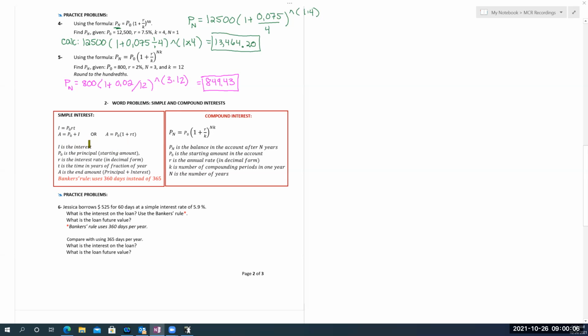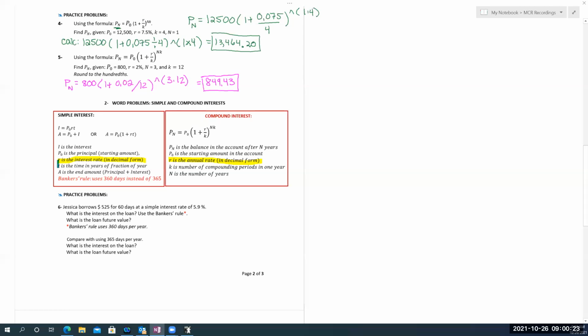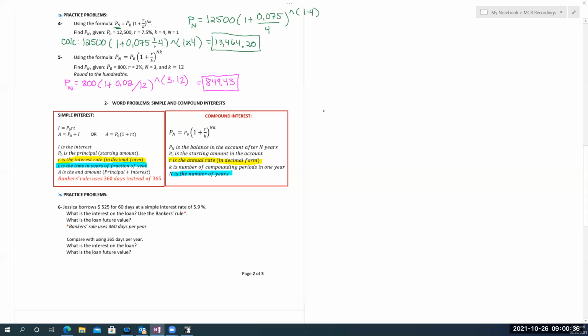So I is your interest. PO is what you're starting with, the amount you put in the bank or whatnot. R is going to be your interest rate in decimal form. Same thing over here. It's the interest rate in decimal form, and it's per year. And then T is your time in years as well. And over here, N is the number of years.